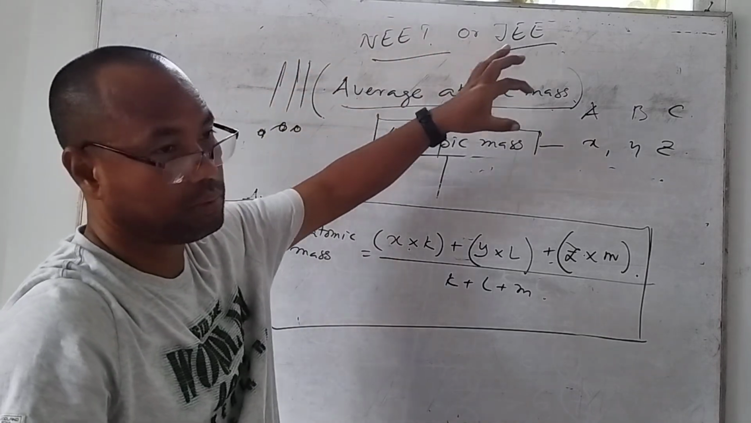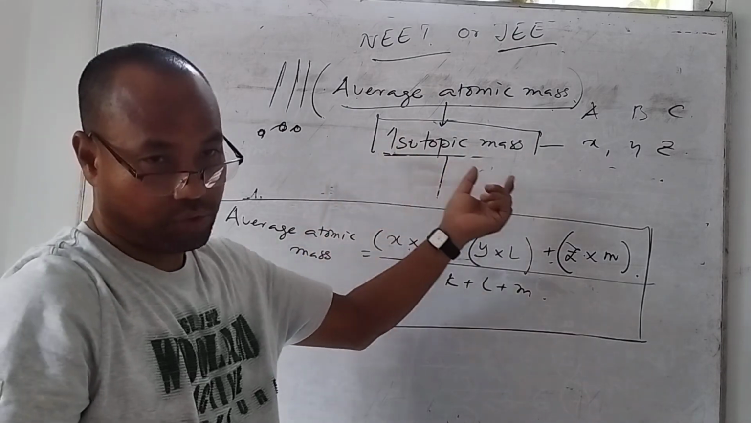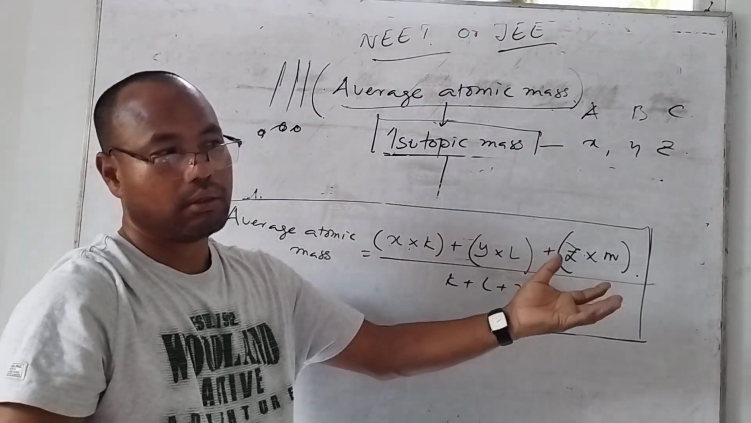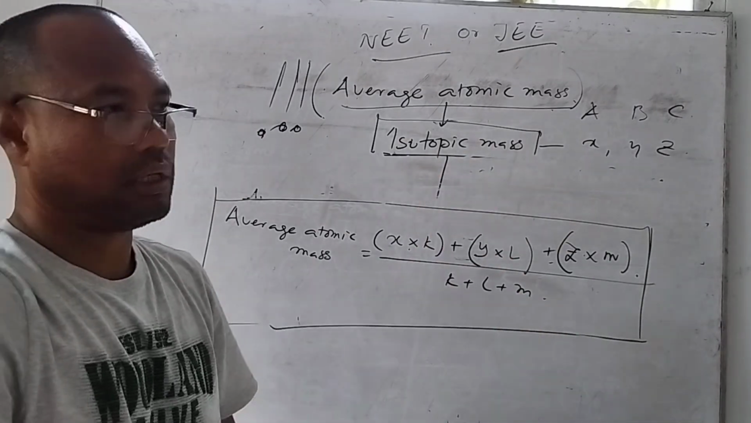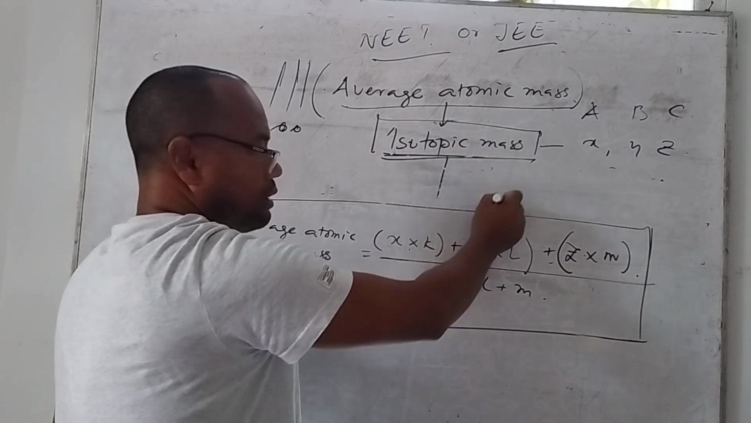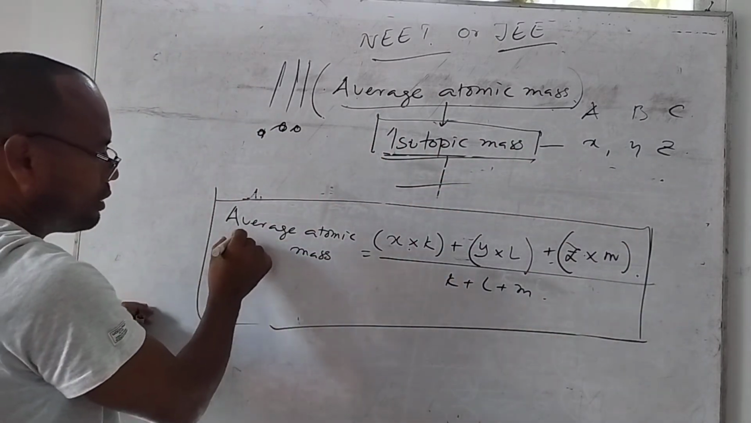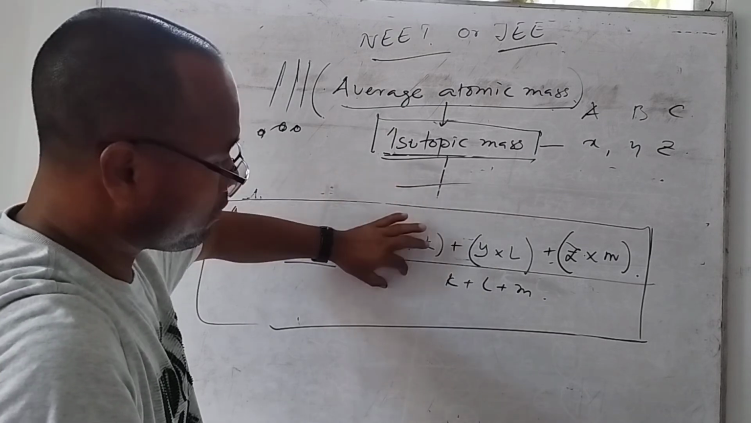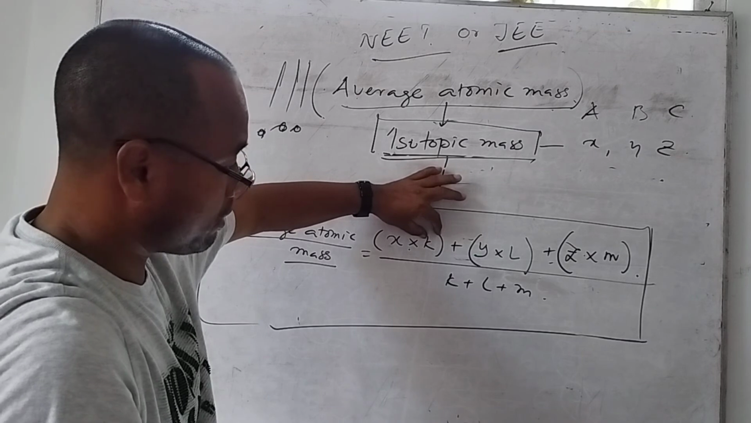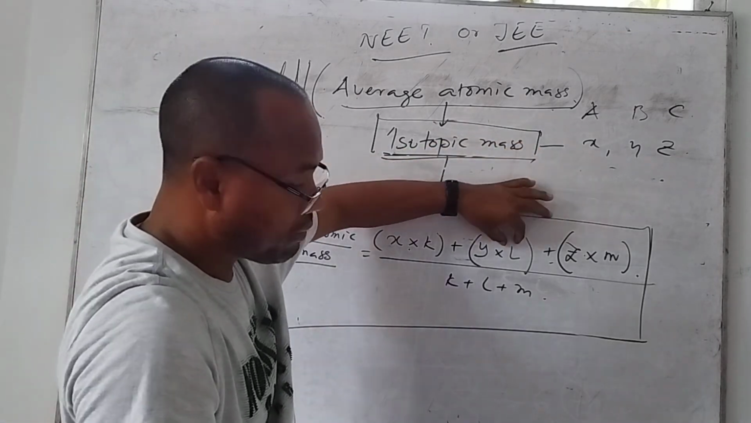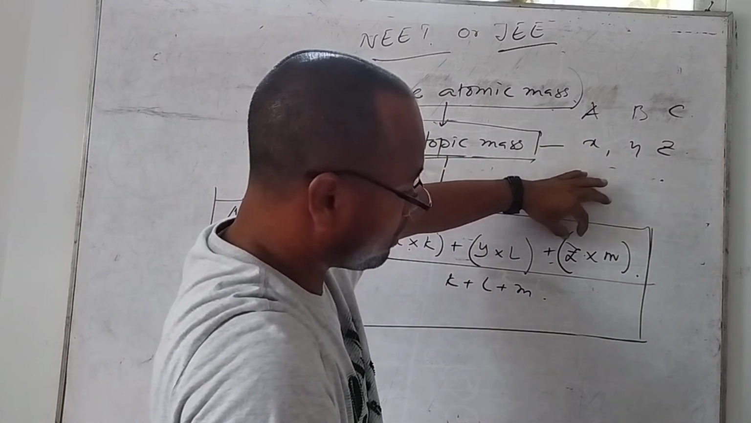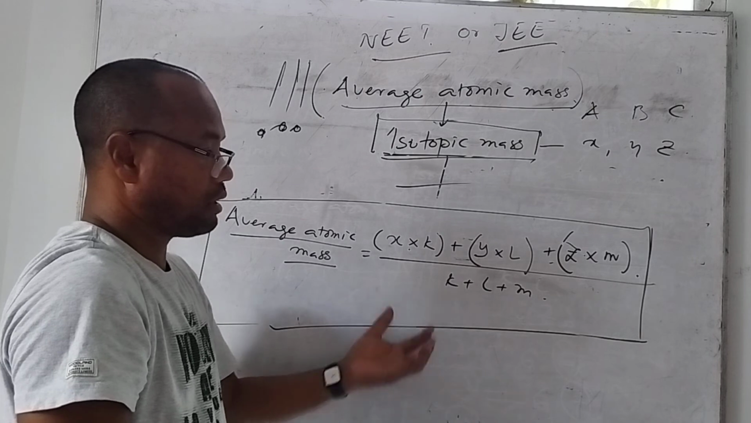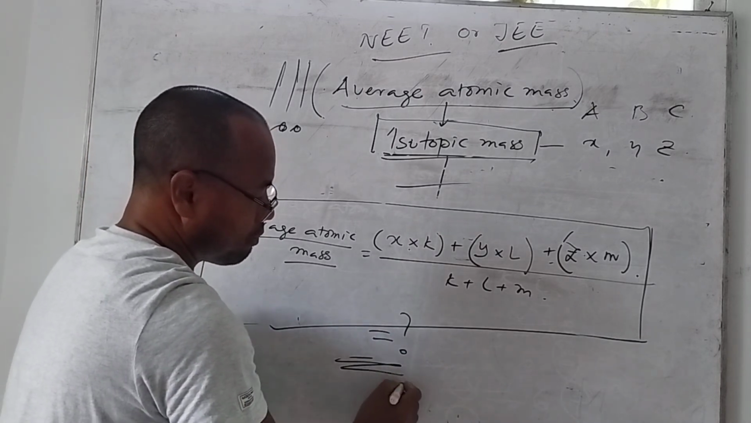How do we calculate the average atomic mass? The first requirement is the isotopes: their isotopic masses and their relative abundance, in percentage or proportion. If these are available, we can calculate the average atomic mass in the simplest way. Multiply each isotopic mass by its abundance, add them up, and divide by the total sum of their relative abundances. Average atomic mass. Don't forget.